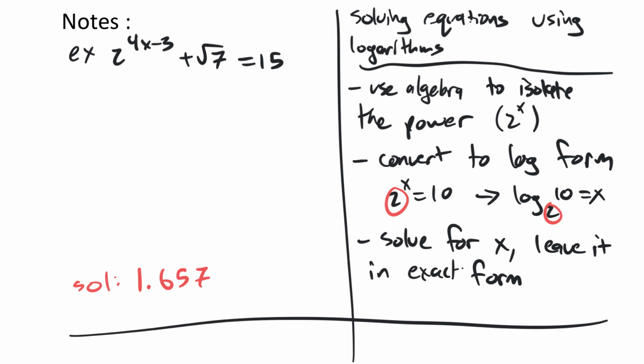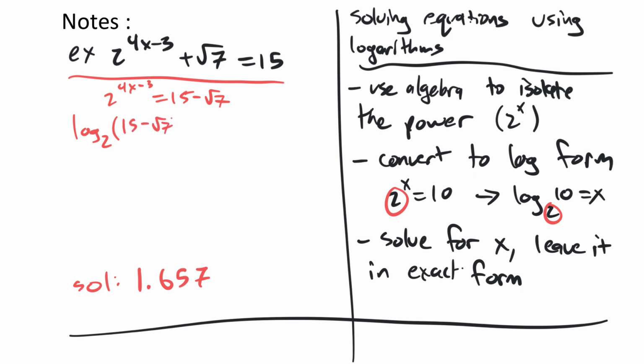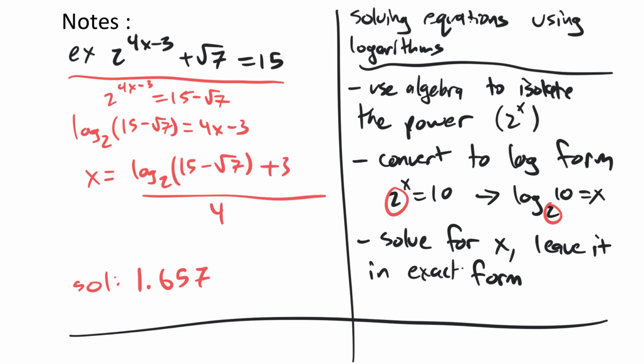If you had a little trouble with the algebra steps, I'll show you here real quick. So you move that root 7 over to the other side. It's 15 minus root 7. You convert to log, so you get log base 2 of 15 minus root 7. And then I'll do the next steps together. We move the 3 over and divide by 4. So x equals log base 2 of 15 minus root 7, plus 3, all divided by 4.